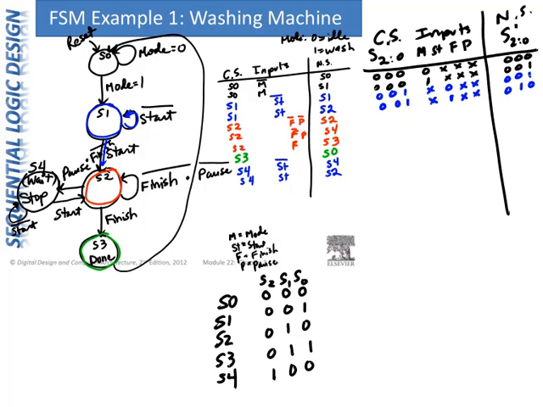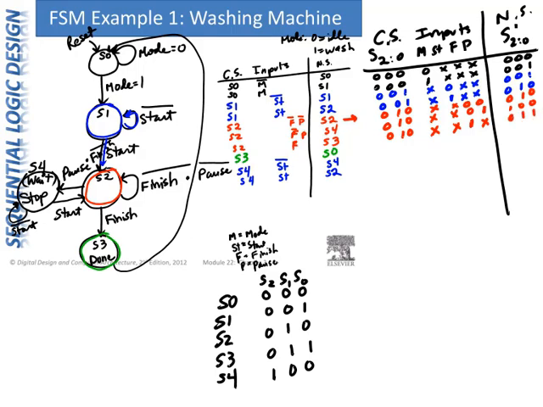Next line here. If we're in state 2, so 0, 1, 0, F is low and P is low, everything else is don't care. Next state should be S2. If we're in next line, S2, F is low and P is high, everything else is a don't care. We should go to state 4. If we're in state 2 and F is high, doesn't matter what anything else is, then we should go to S3.